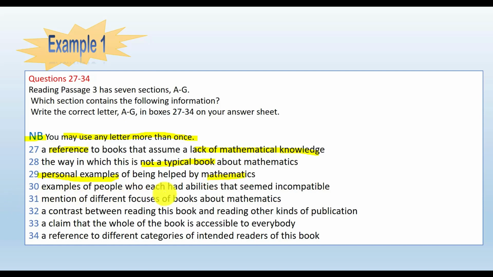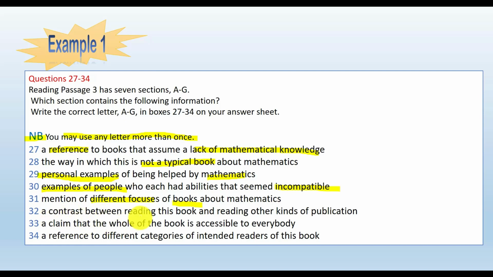Examples of people who each had abilities that seemed incompatible. Again, we have a plural noun: examples of people who had abilities that seemed incompatible. Mention of different focuses of books about mathematics, different focuses of books. Again, books are plural, and different focuses are a plural noun as well. So it's important to be careful about plural nouns, because most times they are our keywords in finding the relevant section of the reading questions.